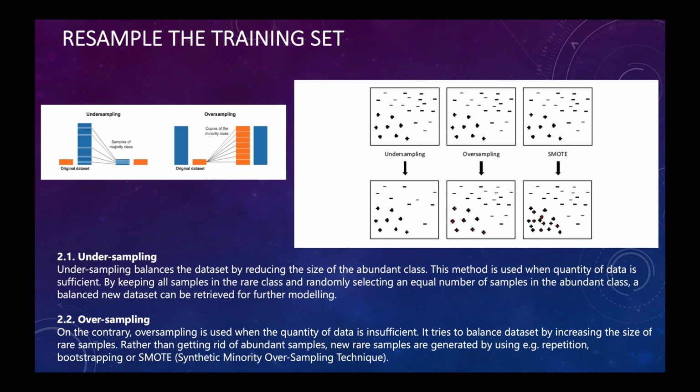Whereas oversampling is used when the quantity of data is insufficient. It tries to balance the dataset by increasing the size of rare samples. Rather than getting rid of abundant samples, new rare samples are generated by using example repetition, bootstrapping, or SMOTE.